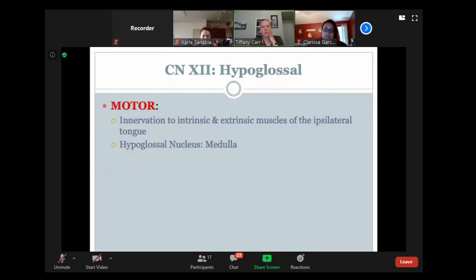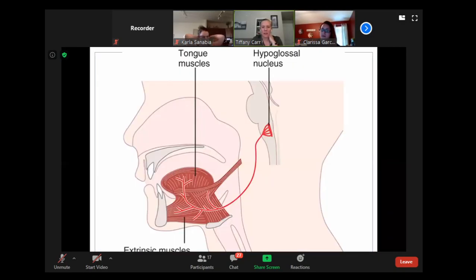The hypoglossal is going to innervate the intrinsic and extrinsic muscles of the ipsilateral tongue. The hypoglossal nucleus is in the medulla. So we have our hypoglossal nuclei coming out the hypoglossal foramen next to the foramen magnum. It's going to innervate a lot of these tongue muscles. Nope, that's not correct. Never mind. Ignore that.